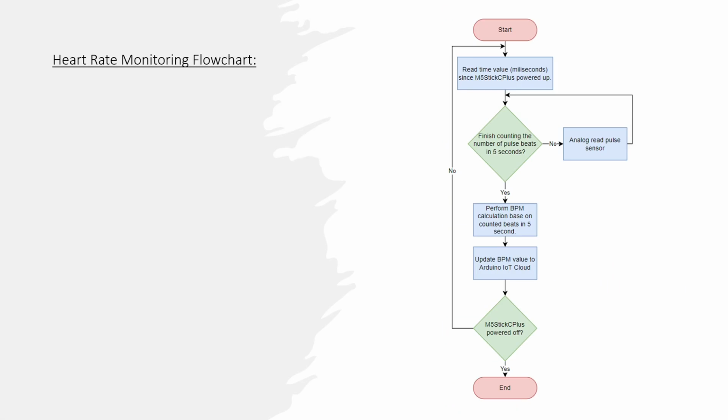Now, I'm going to explain to you the heart rate monitoring flowchart. At the start, we will be using a millis function to determine how long the M560 Plus has been powered up, and using the milliseconds, we can count the number of pulses within the 5 seconds. If the 5 seconds have not been reached, it will continue to read the analog pulse sensor, and after 5 seconds have been reached, we will perform a BPM calculation based on the number of beats in 5 seconds. After performing the BPM calculation, the BPM value will be updated to the Arduino IoT Cloud. And the heart rate monitoring function will only be stopped if the M560 Plus has been powered off.